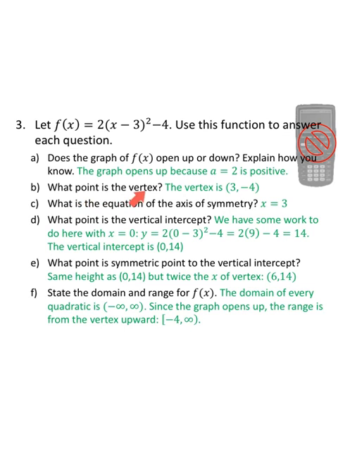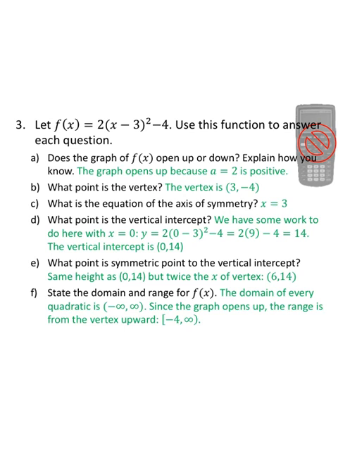What point is the vertex? Well, this is called vertex form because we can read the vertex right off of the function. Whatever we're subtracting on the inside, so x minus 3, I'm subtracting 3. 3 is going to be the x coordinate of the vertex. And the number as it's written on the outside of the square, the minus 4, is the y coordinate of the vertex. So we just pull those out. We can find the vertex in a very straightforward way.